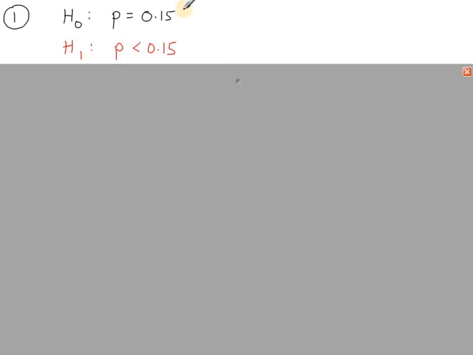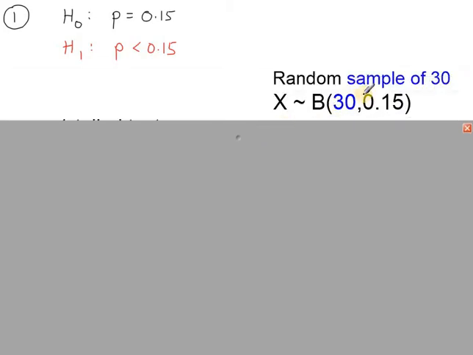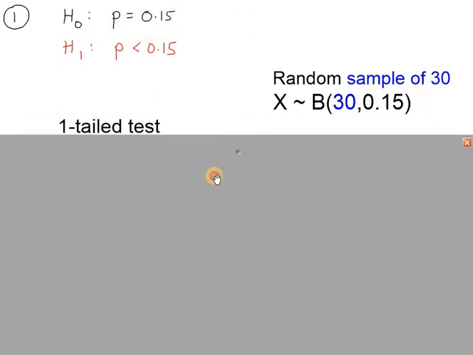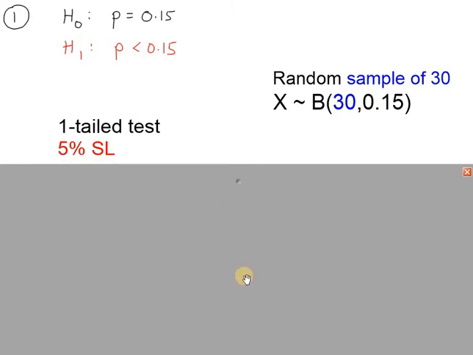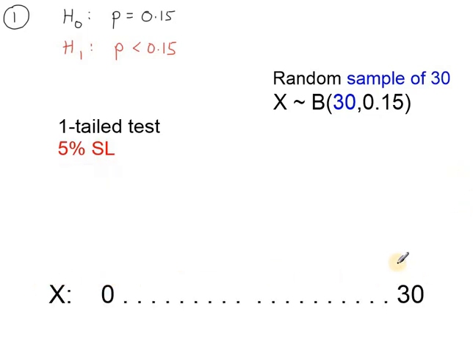Example 1. H0, the null hypothesis, H1, the alternative hypothesis. So with a random sample of 30 and the p-value from H0, we have this binomial distribution. It's a one-tail test. We're using a 5% level of significance, so we'll use the number line method here, where x can take any value from 0 to 30.